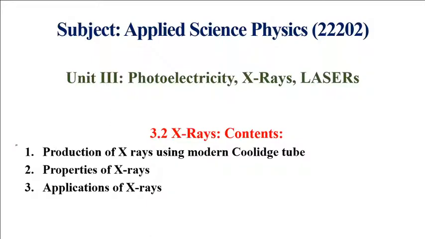First, we are going to see the production of X-rays using the modern Coolidge tube, how X-rays are produced in the Coolidge tube. Second, we are going to see some properties of X-rays, and the last one is the applications of X-rays. So these are the contents for today's session.